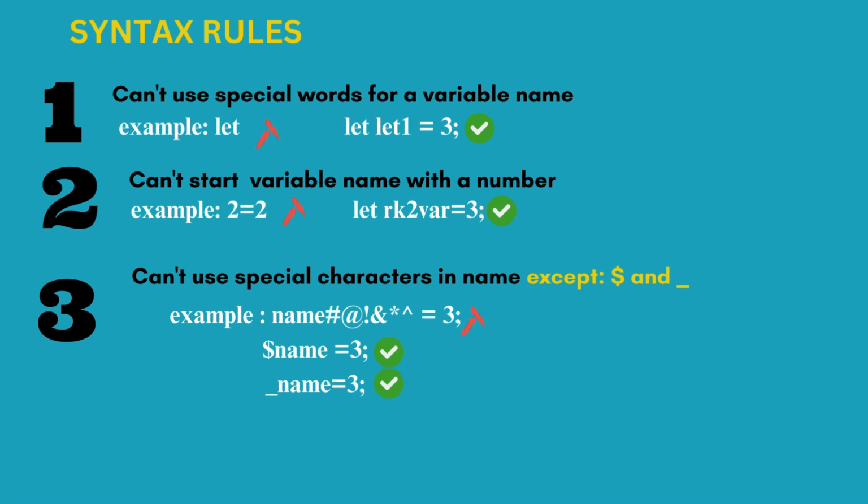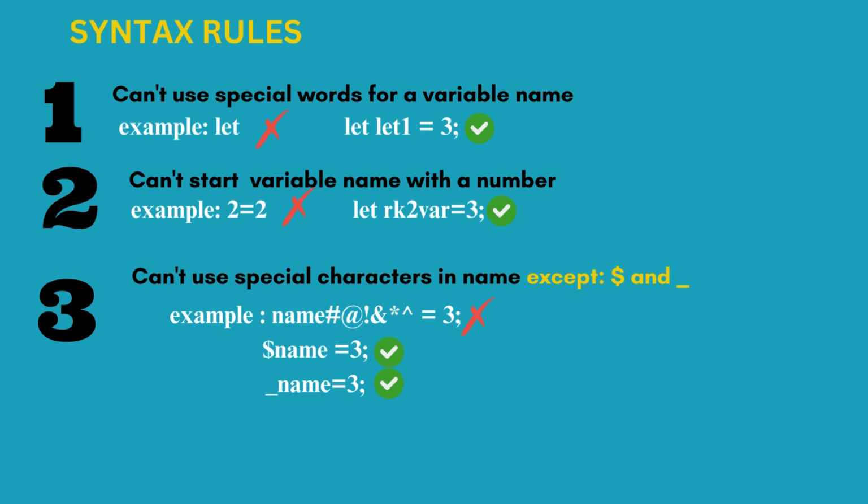Third rule is 3. Can't use special characters in name, except $ and underscore. Example, name hashtag @ and asterisk caret equals 3 is not a right name. $name equals 3, correct. Underscore name equals 3, correct.